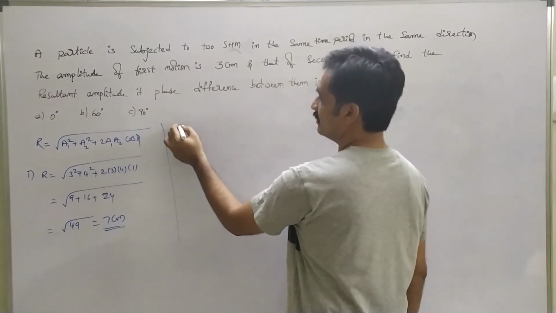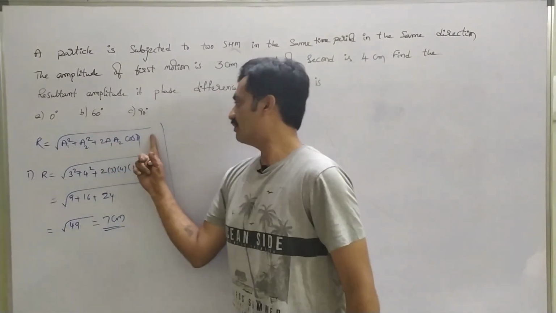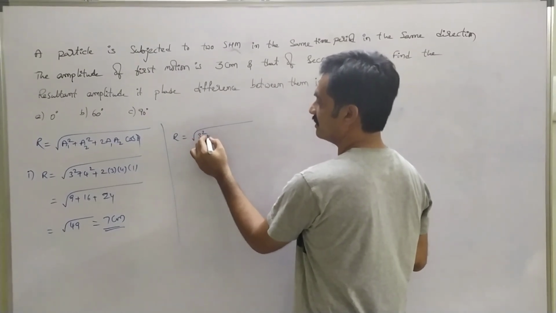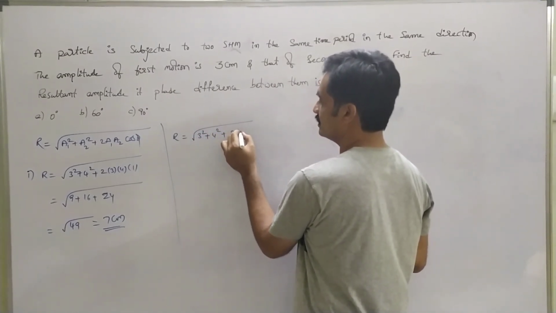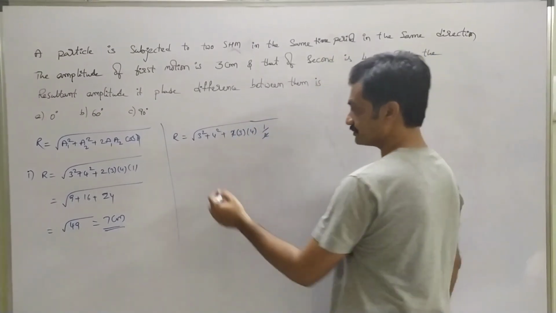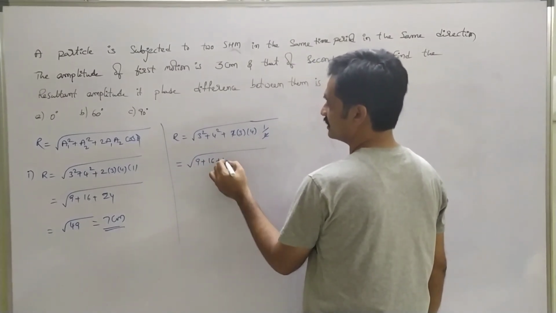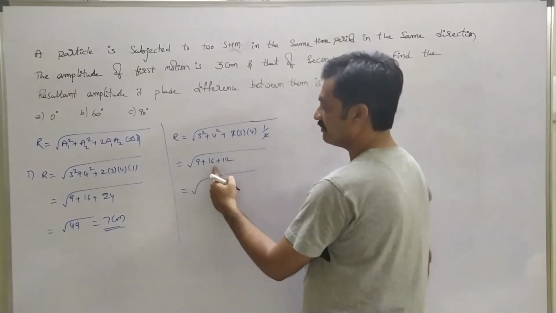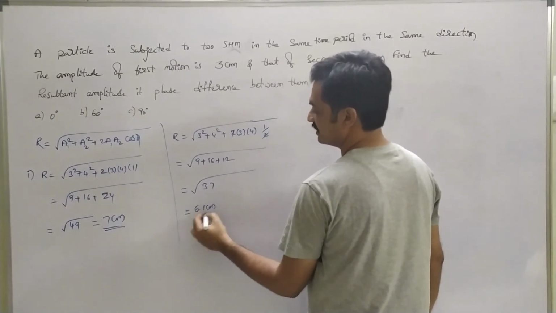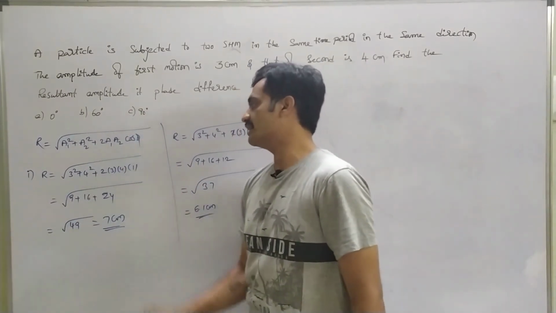Now consider when phi equals 60 degrees, and we know that cos 60 is 1 by 2. Then the resultant amplitude is R equals the square root of 3 square plus 4 square plus 2 into 3 into 4 into cos 60, which is 1 by 2. So 2 and 2 get cancelled, and we know that 9 plus 4 square, 16, and 3 into 4 is 12. So 25 plus 12 is nothing but 37, and the square root of 37 is about 6.1 centimeters.